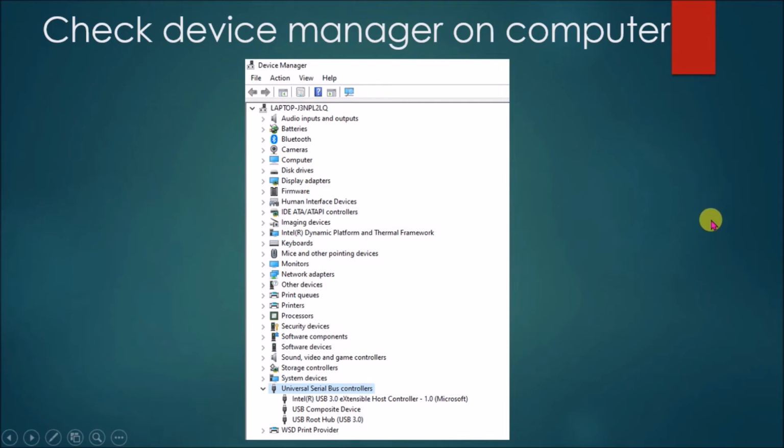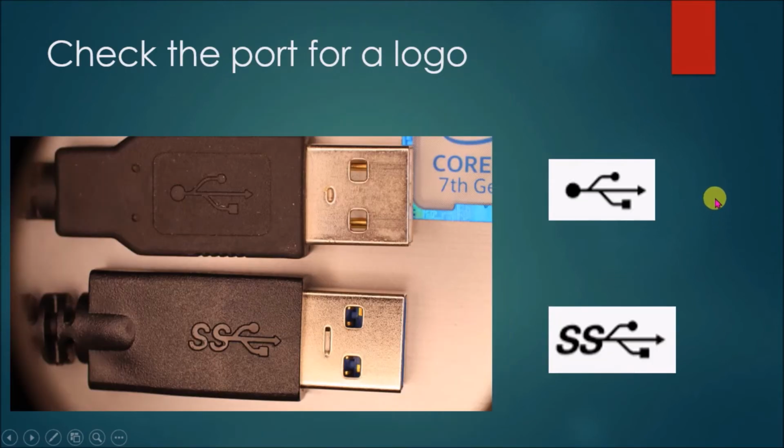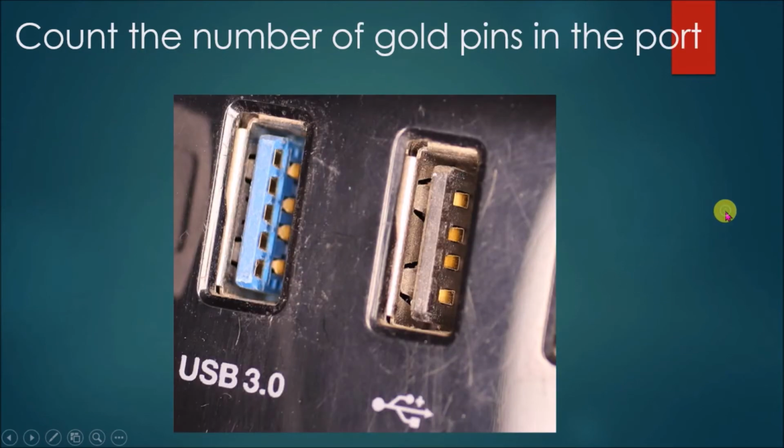So our next thing that we can do is to look on the port. You can check the logo. Sometimes there is a logo, and very often there is, and you'll see that is a USB 2 logo. And remember I said that USB 3 was also known as super speed, and that's what that SS stands for. So this one is a USB 3, and this one is a USB 2. So that's pretty simple.